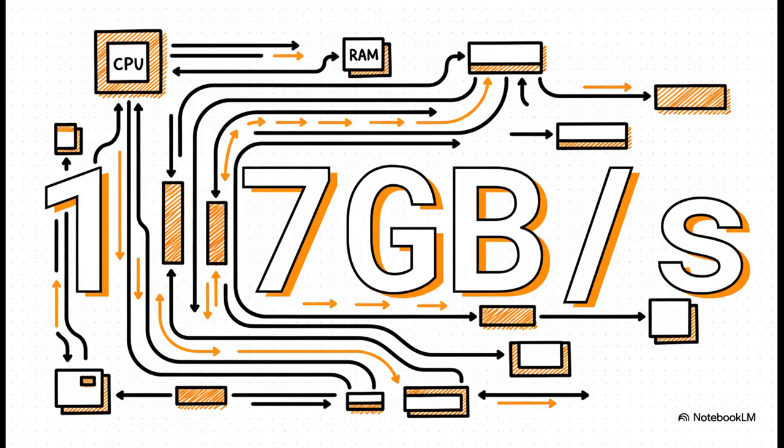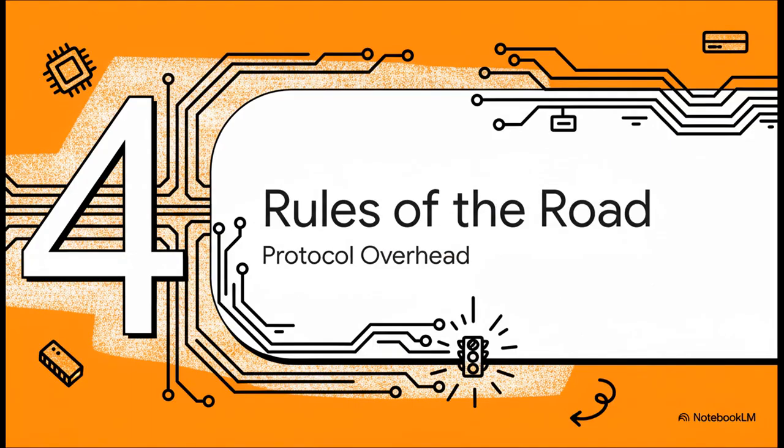Because they can all run at once, your total system bandwidth isn't limited to the fastest one. It's all of them combined, adding up to 1.7 gigabytes per second. Way more than any single bus could ever manage on its own. So we've got this incredibly powerful highway system. But just like any highway, you need rules. And those rules, the protocols, they come with a cost you can't avoid: overhead.